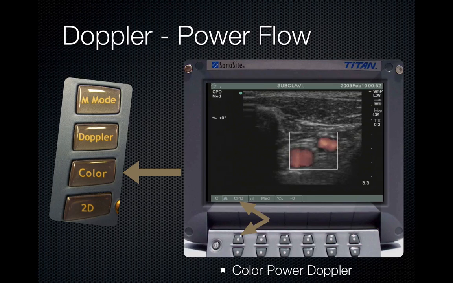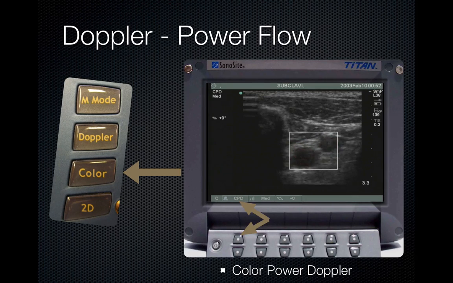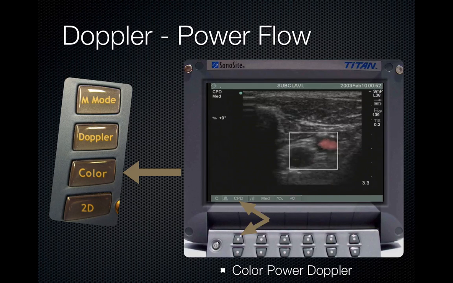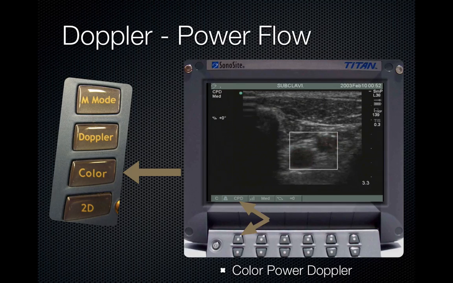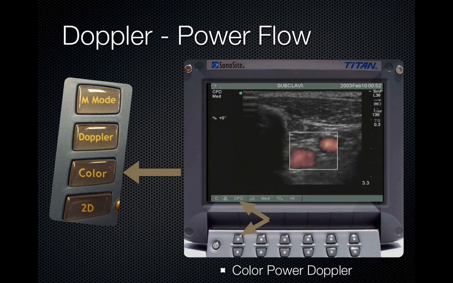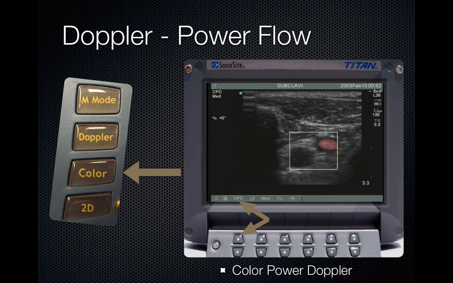The other option under the color button is color power Doppler. Using the soft key under the CPD, or color power Doppler option, you can enter color power Doppler, and what you see is detection of low velocity flow without evidence of direction. Color power Doppler is orange, and it will show you flow qualitatively, but will not provide directional information.